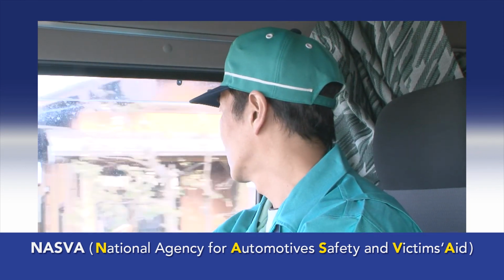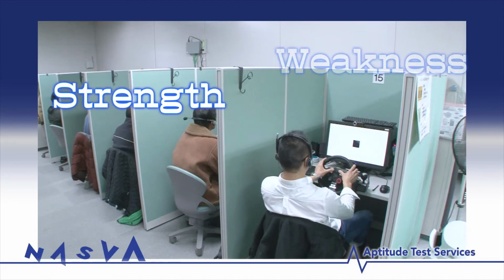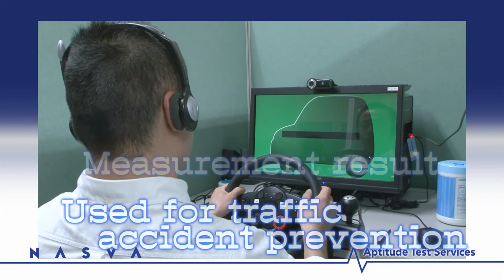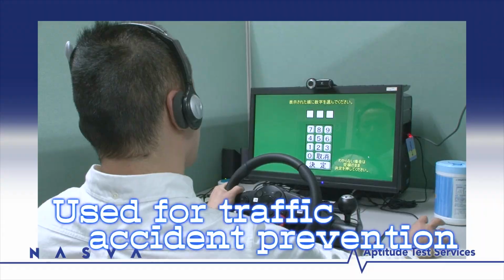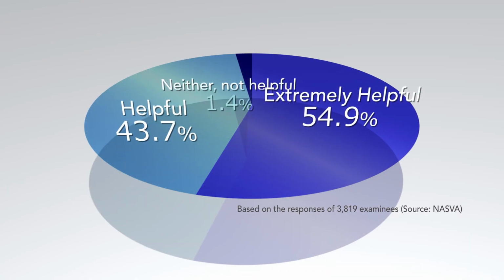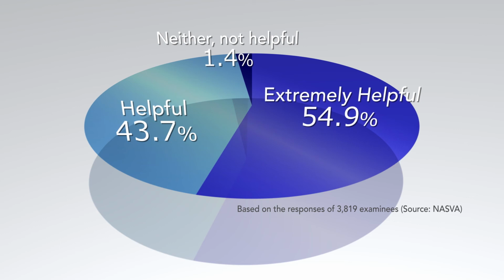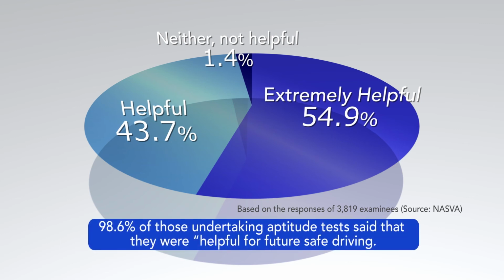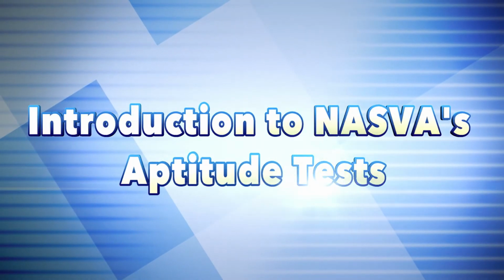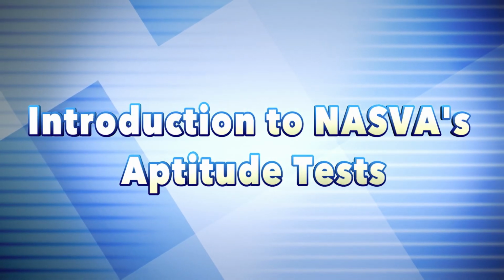NASVA's aptitude tests are used to identify drivers' strong and weak points with regard to driving based on measurement results, contributing to the prevention of traffic accidents. 98.6% of those undertaking aptitude tests implemented by NASVA said that they were helpful for future safe driving. Introduction to NASVA's aptitude tests.